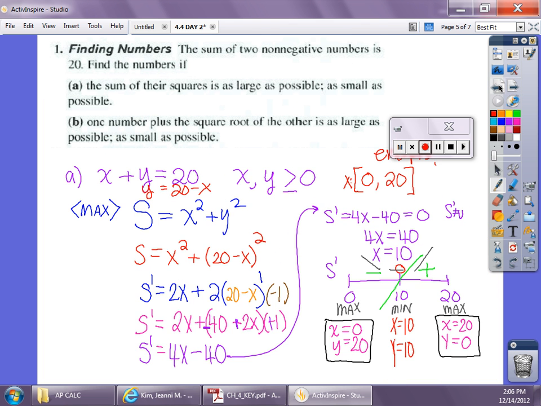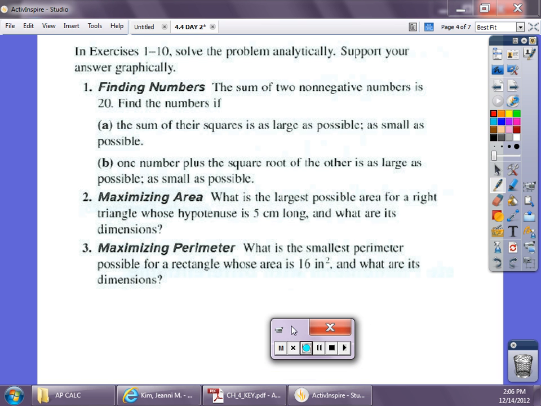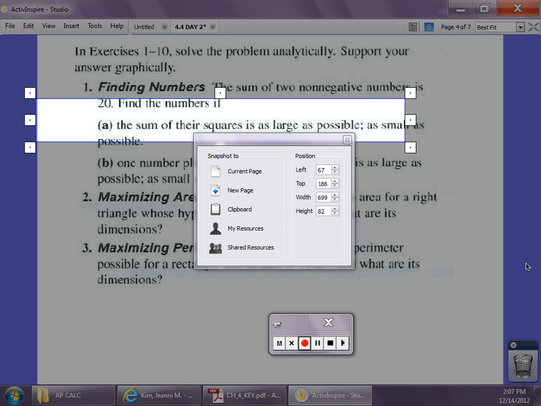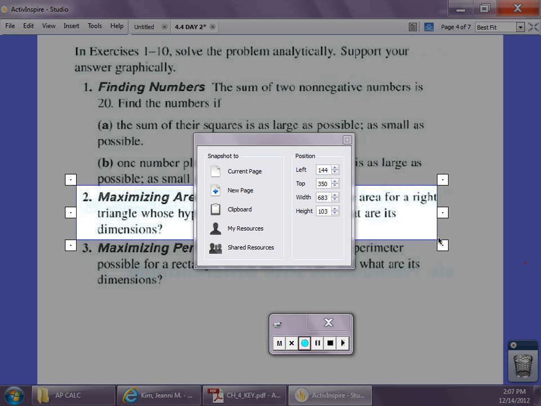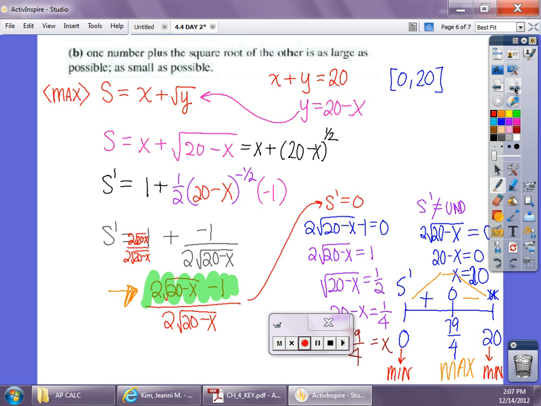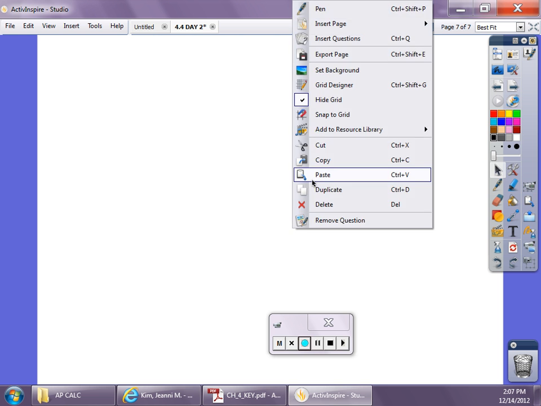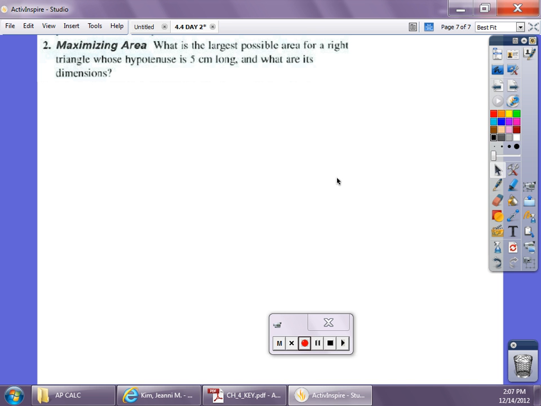I will do one more, which is the maximizing the area problem. See, actually, we did a maximizing area, but let me see. I'll do this one too. All right, so we have that the largest possible area for a right triangle whose hypotenuse is 5, what are its dimensions? So let's just start off with right. We're going to draw our picture, a right triangle with a hypotenuse of 5. We are going to maximize the area of the triangle.